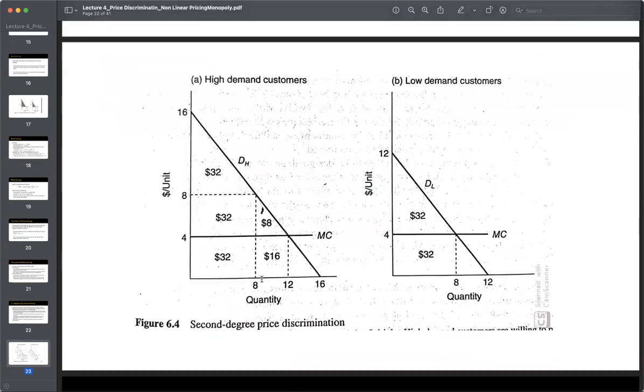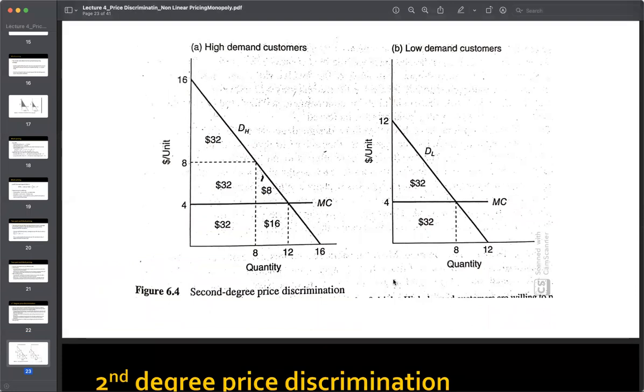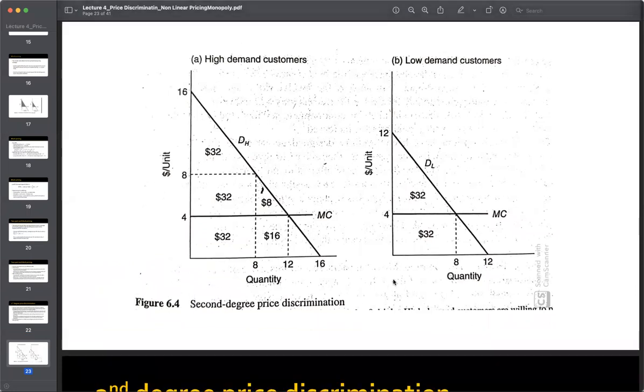Okay, so here's our situation. This is exactly the same as the earlier case with old and young, but now we have high demand and low demand. 16 for high demand, so 16 down here, and 12 for low demand here. All right, so let's think first about the two-part pricing.